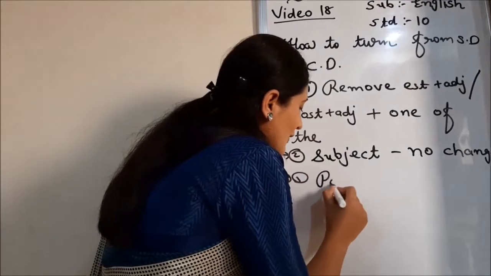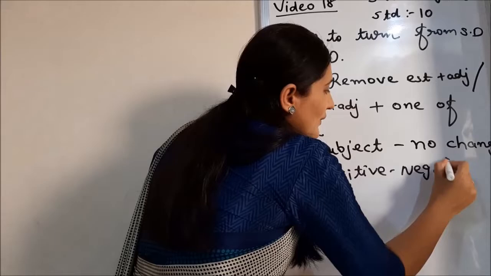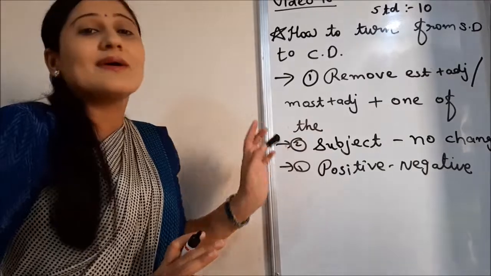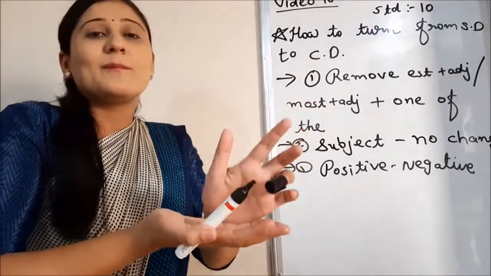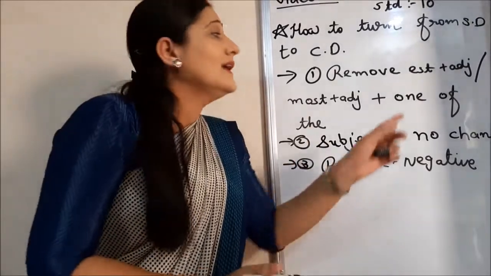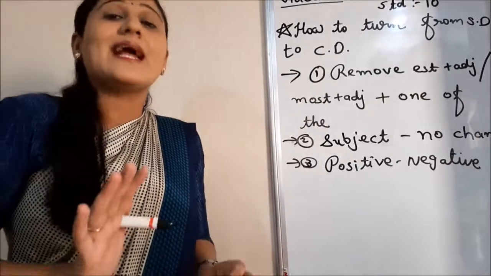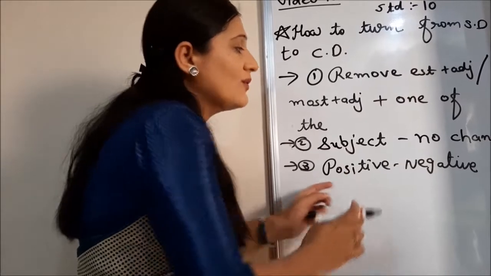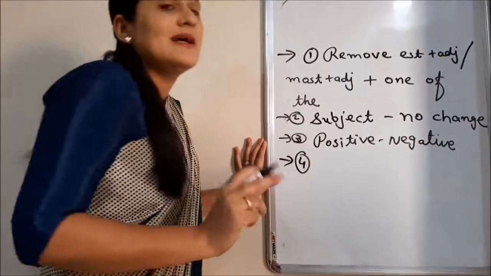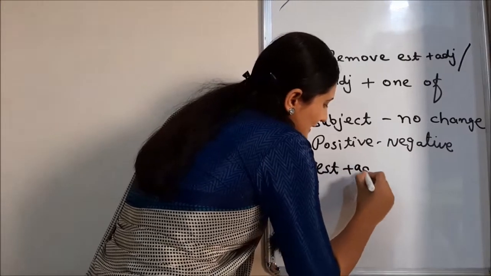Third one is, here you will not see whether the sentence is positive or negative. In a previous video, when we turned positive to comparative and vice versa, I talked about seeing whether the sentence is positive or negative. Here there is no need to see at all whether the sentence is positive or negative.